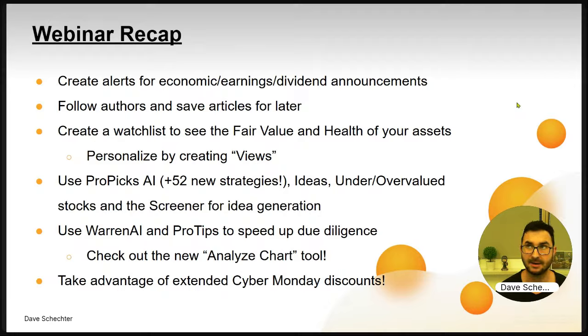We launched about a month and a half ago 52 brand new strategies in another 16 different countries, which is in addition to the 11 that we already had. Also leverage ideas and under and overvalued stocks and the screener for idea generation. Use Warren AI and ProTips to speed up your due diligence, as I showed you guys. Check out the new Analyze chart tool, which we literally just looked at right now.